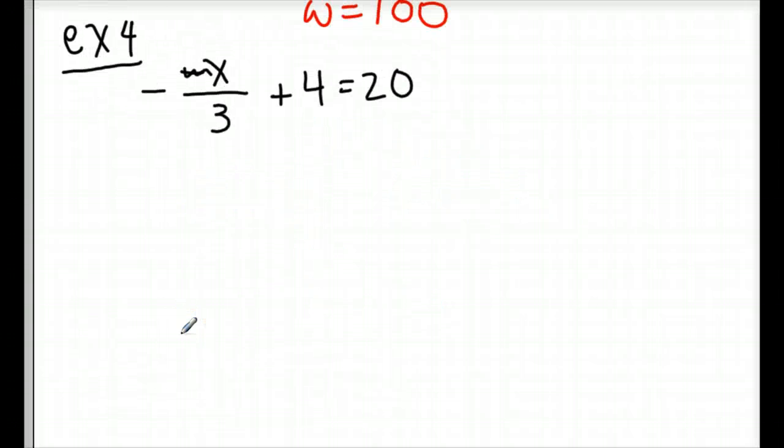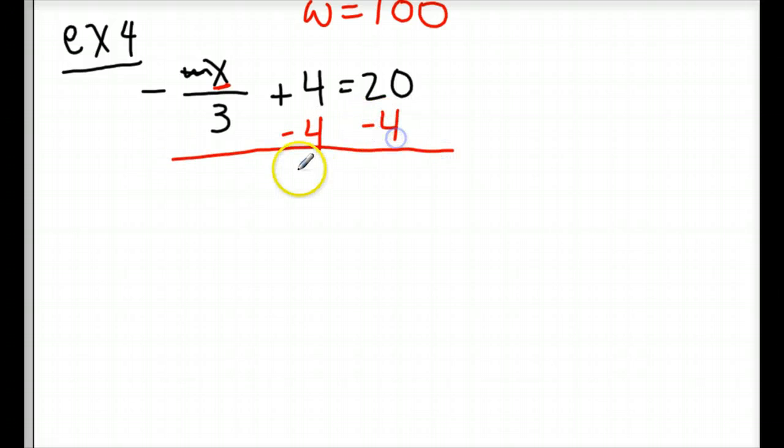So now let's go ahead and solve example 4. And what we're going to do first is addition or subtraction. Remember, we're still just trying to isolate this variable, get it all by itself. So let's subtract 4 from both sides. On this side, we get 20 minus 4, which is 16. That equals, that cancels out. And again, we have that negative x over 3.